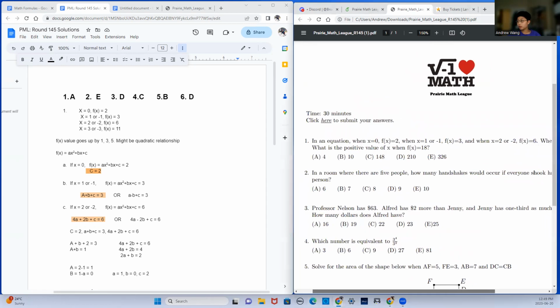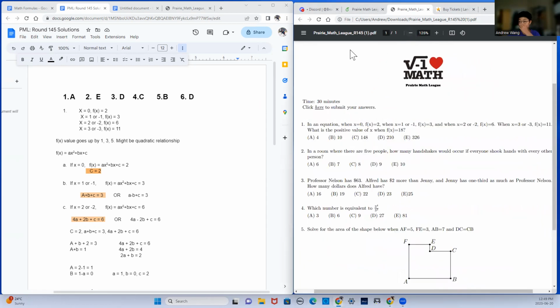Let's look at the question from the left side of the screen right now. So we basically wrote out all the formulas highlighted in blue. What happens when x equals 0, function of x is what. Now we can see a pattern where as the x value goes up by 1 or goes down by 1, the f(x) values 2, 3, 6, and 11 go up by 1 from 2 to 3, then 3 from 3 to 6, and then 5 from 6 to 11. And this kind of indicates it might be a quadratic relationship.